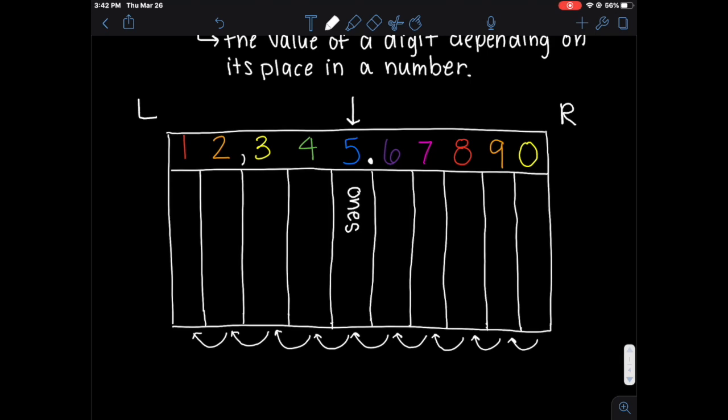Okay, as I move further to the left, it increases. The 4 is in the tens position. The 3 is in the hundreds. The 2 is in the thousands. And the 1 is in the 10,000s.